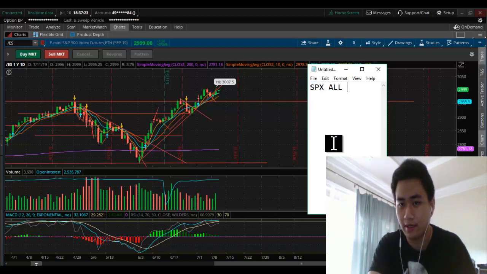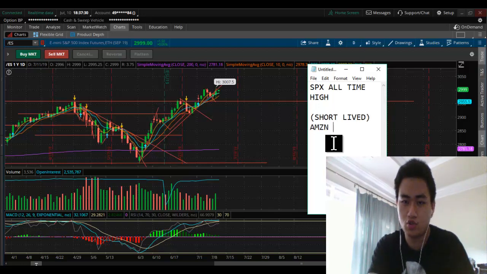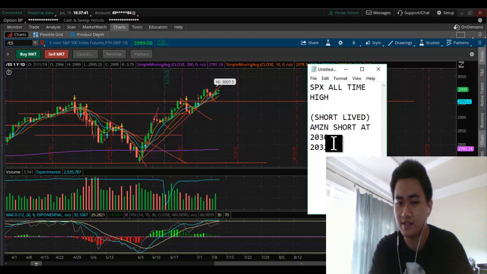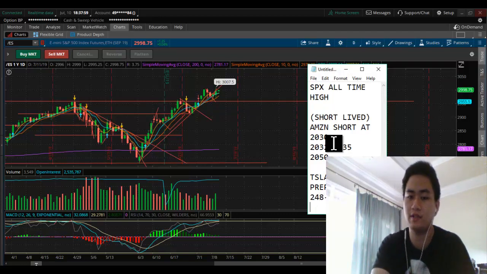SPX tomorrow, all time high again, but this time it's going to be short lived. Amazon short at 2030. If it goes over 2030, 32, 35 and stays above it, then with Amazon we're going to see 2050-ish, and Tesla prepare for some higher prices to 240, and then eventually we'll see 248 to 250.